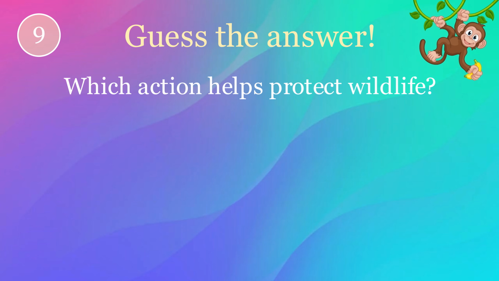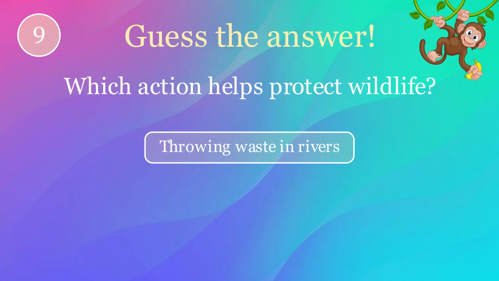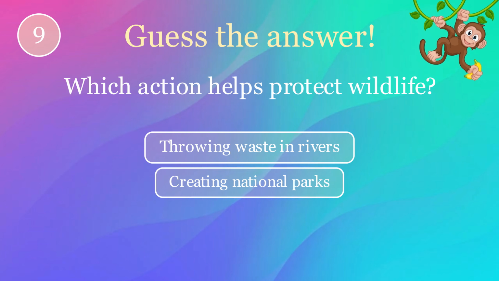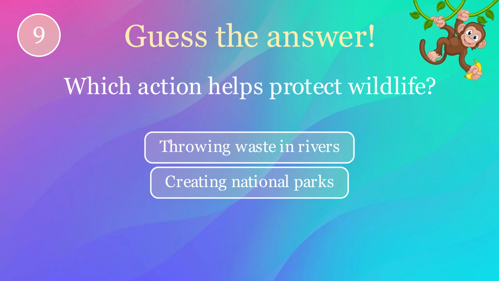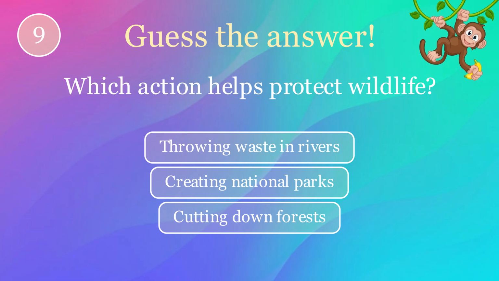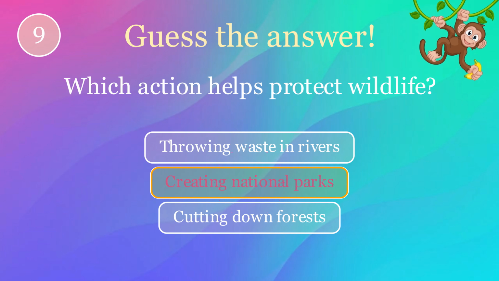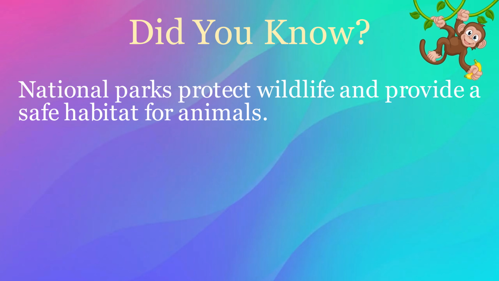Which action helps protect wildlife? Throwing waste in rivers, creating national parks, cutting down forests. The correct answer is creating national parks. Here's an interesting fact: national parks protect wildlife and provide a safe habitat for animals.